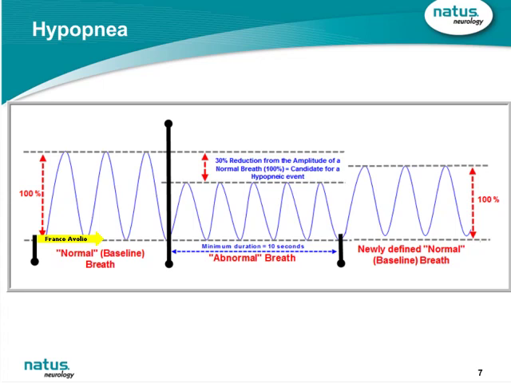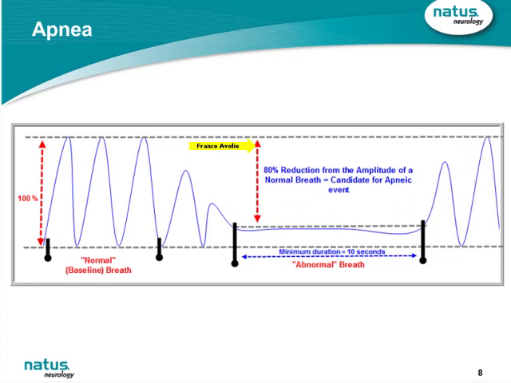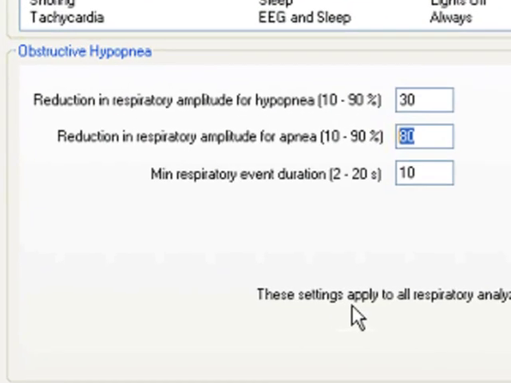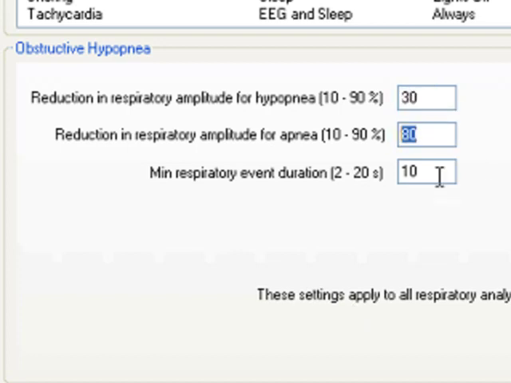All right, as long as, of course, there's the other parameter that the duration also has to be 10 seconds. For apnea, if there's an 80% drop, then it will be considered an event for apnea. So essentially, if it's between 30 and 80%, we're looking at a hypopnea. If it's greater than 80%, we're calling the event an apnea. And of course, in each case, there has to be a minimum duration of 10 seconds. So back to this window. There's our 30%, there's our 80%, and that's what those values correspond to.